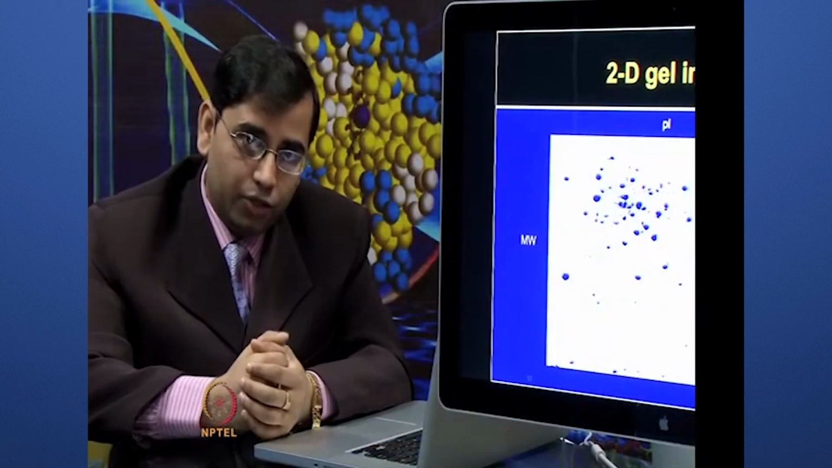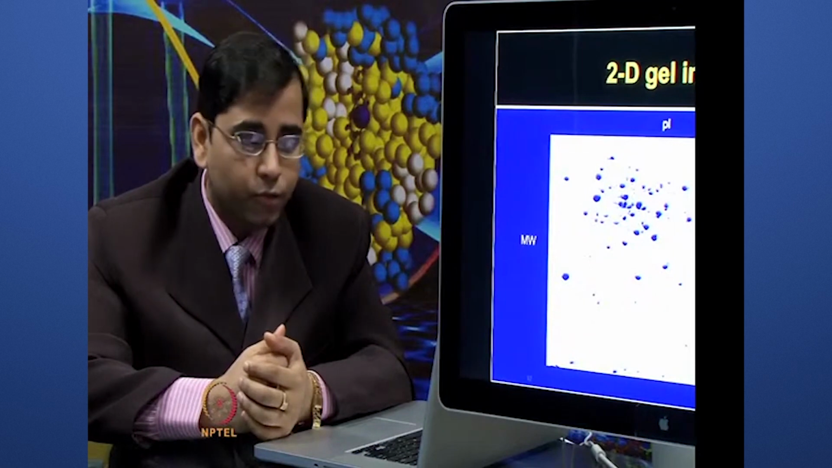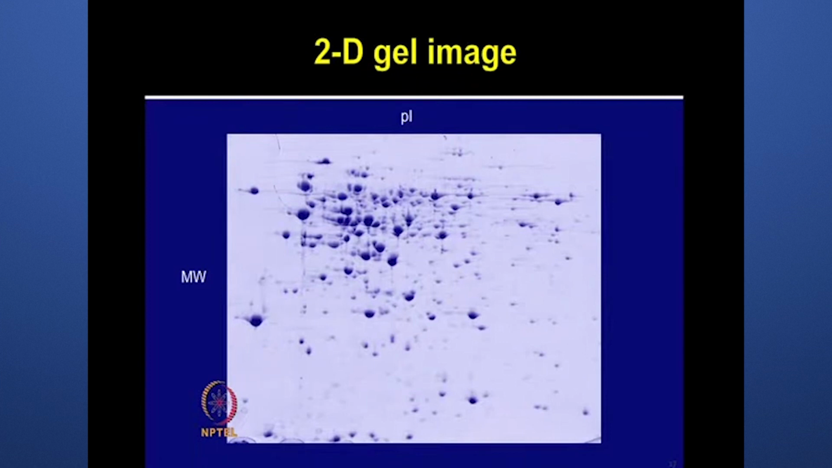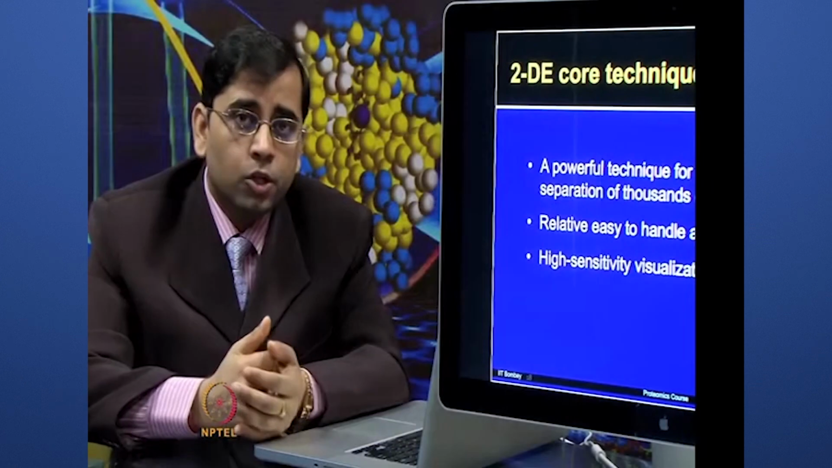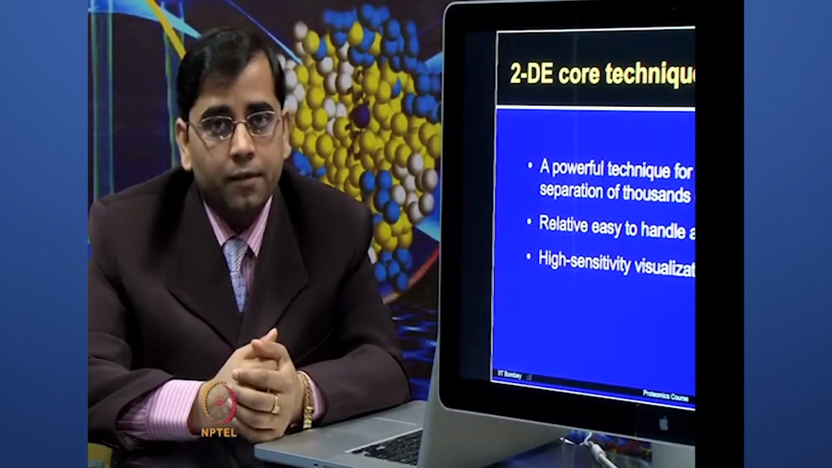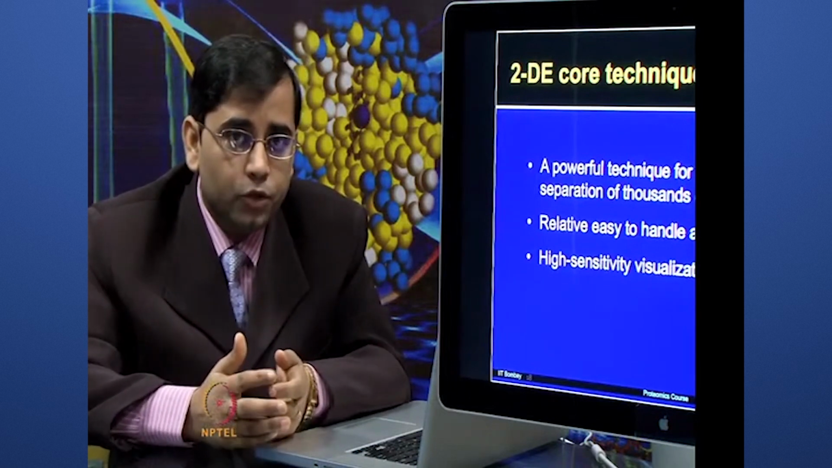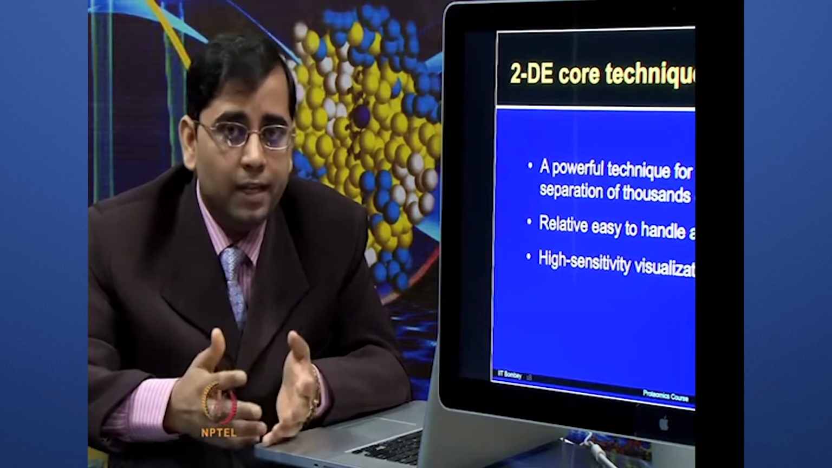I am showing you an image of a two-dimensional electrophoresis gel or 2D gel, where each spot represents a protein which is separated, in this case from a bacterial sample, and each spot already provides you two pieces of information: its molecular weight and its isoelectric point. So two-dimensional electrophoresis remains one of the core technologies to study the proteome, and it is applied in various biological applications.